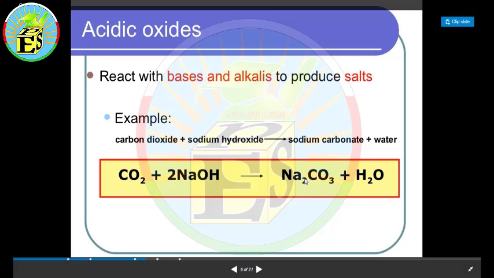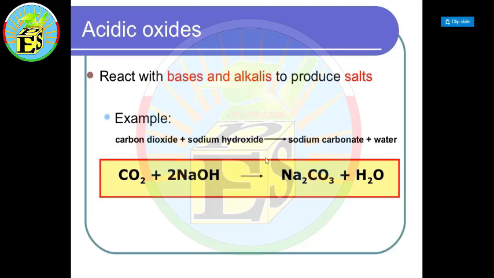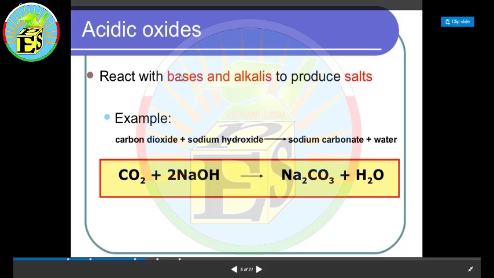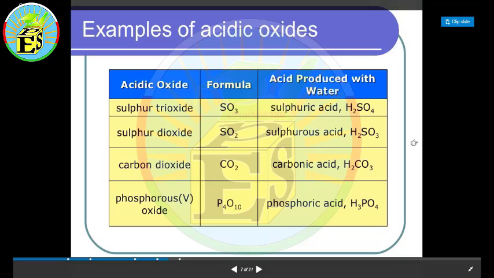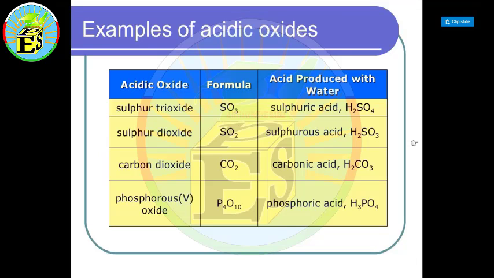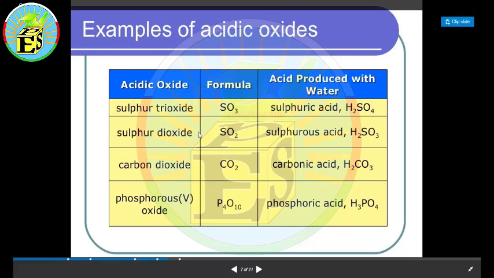You know what their products are. So I will repeat: oxides of non-metals. When a non-metal reacts with oxygen, it will give you the acidic oxide. Now here are some examples of acidic oxide. Sulfur trioxide, SO3, sulfur dioxide, SO2, carbon dioxide, CO2, phosphorus oxide, P4O10. When they react with water, they will give these products.